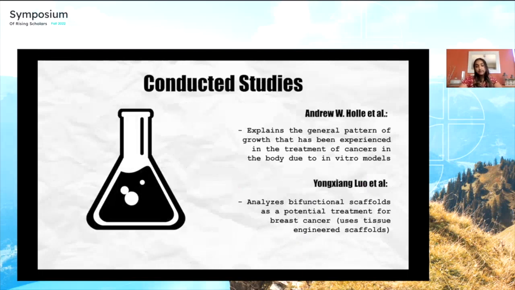One study conducted by Hawley et al. explains the general pattern of growth that is experienced with the treatment of cancers using in vitro models. In another study conducted by Luo et al., scientists have analyzed bifunctional scaffolds as a potential treatment for breast cancer. Both of these papers show proof of the potential use of stem cell therapy for treatment, as they showcase how the scaffolding method has been able to resemble tissue in the body and help with its growth.